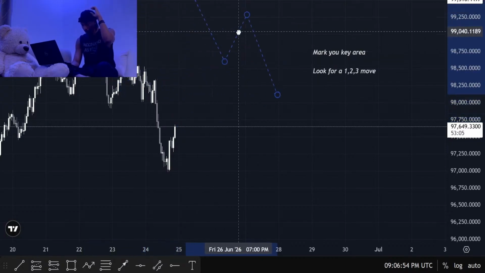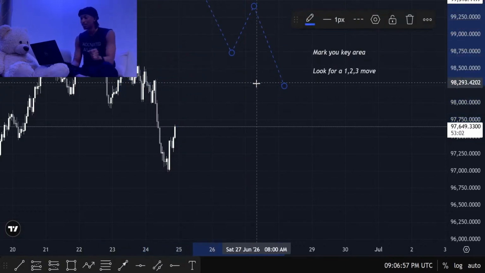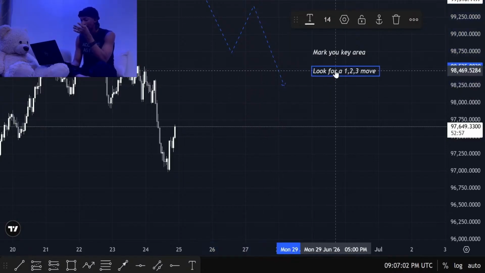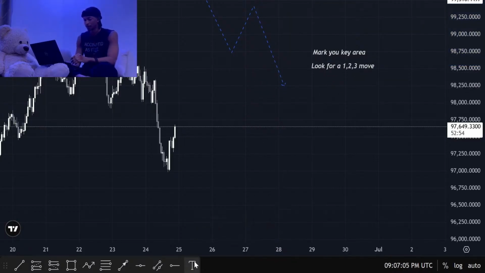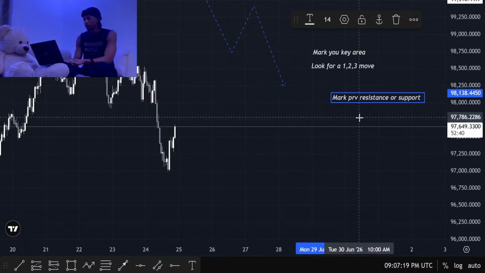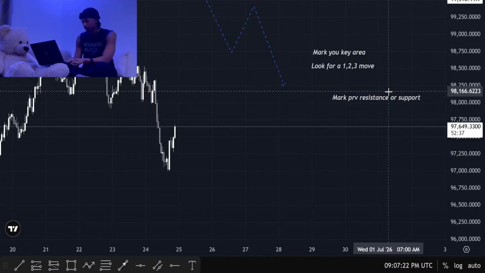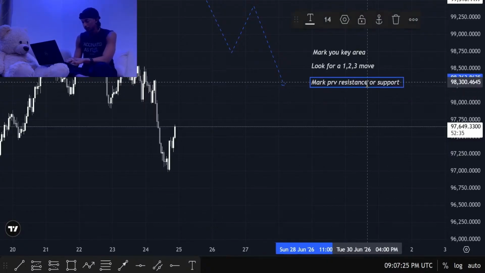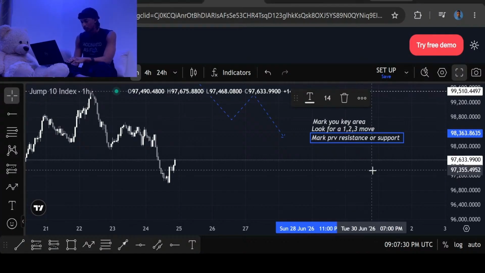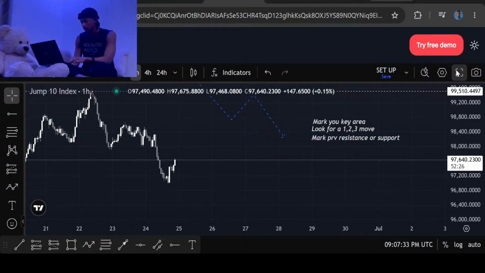Now after looking for the 1, 2, 3 move, the next thing I do is mark my previous resistance or support. Hold on, let me check something. Yes. So mark my previous resistance or support.